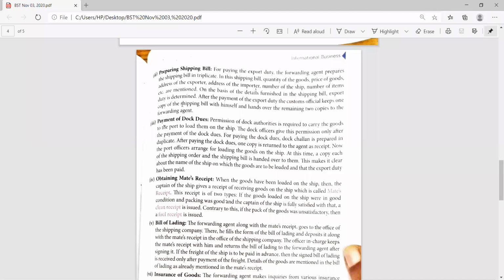Now the port officer arranges the loading of the goods on the ship, and at this time a copy of each of the shipping order and shipping bill is handed over to them. This makes it clear the name of the ship on which the goods are to be loaded and that the export duty has been paid.